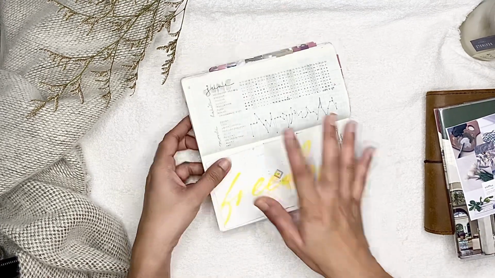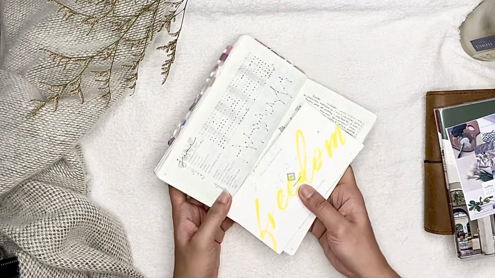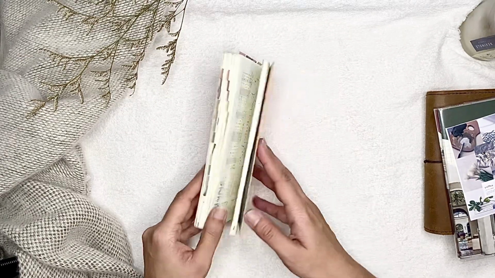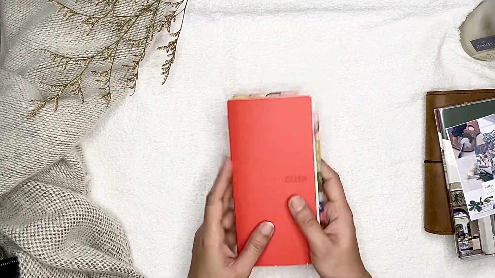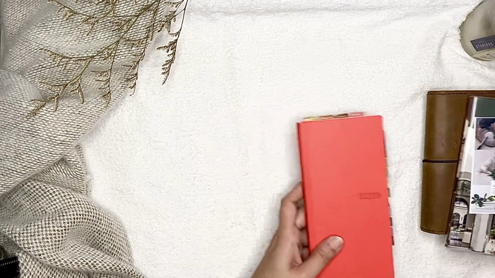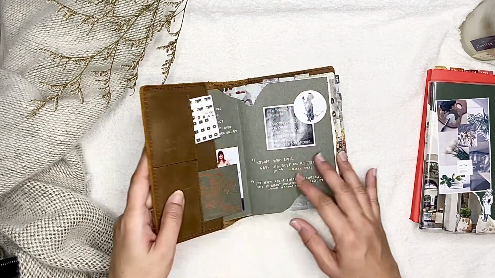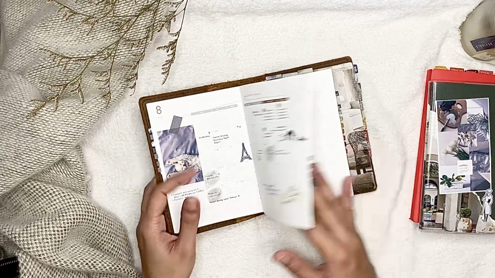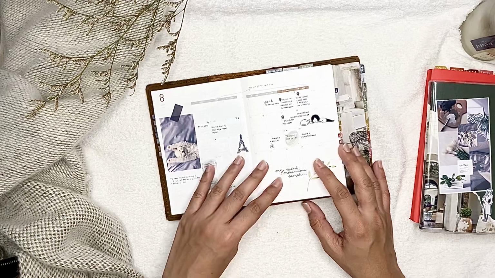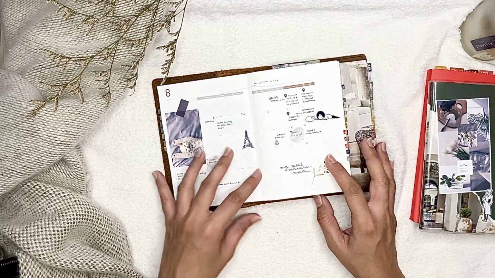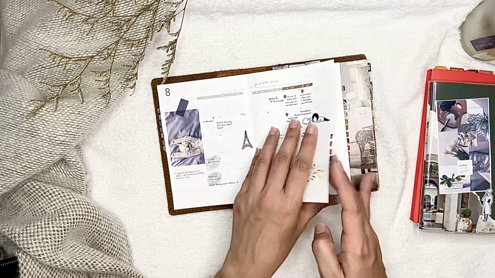So we're through with my personal planner or goals planner. So let's go with my memory keeping planner. I still do the same templates, and I just write about how the day went.